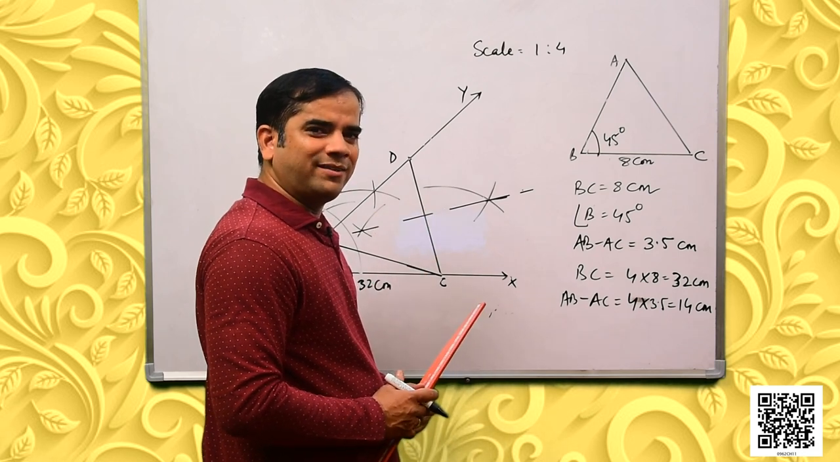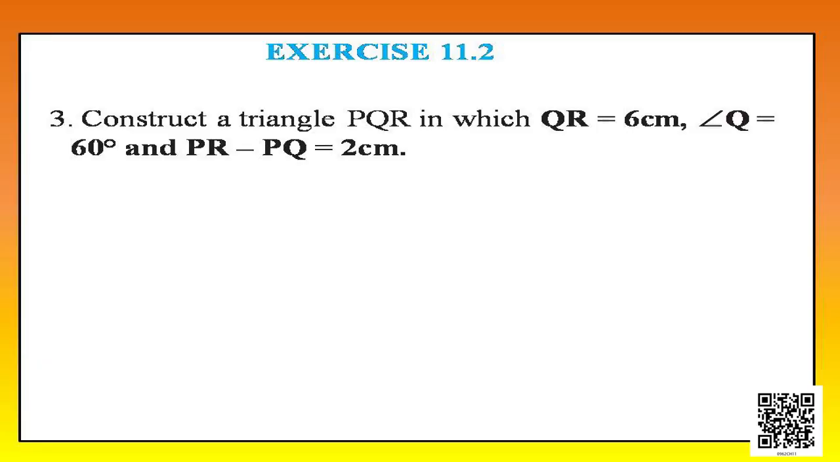Okay, hope you understand. Students, we have discussed the steps of construction for 11.5 through question number 2 of exercise 11.2. Students, in question number 3, the given data for the construction of triangle PQR is QR is equal to 6 cm, angle Q is equal to 60 degree, and PR minus PQ is equal to 2 cm. I hope you can do this construction by yourself, because we have just discussed the same procedure for question number 2. You just need to follow the procedure and construct the triangle PQR.